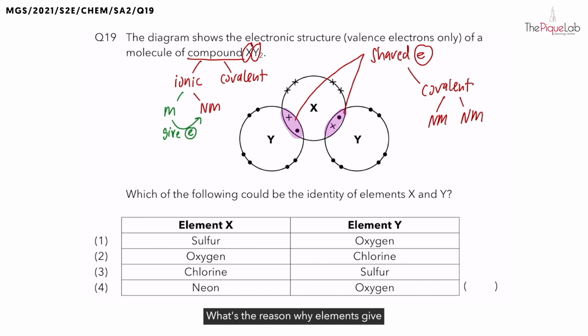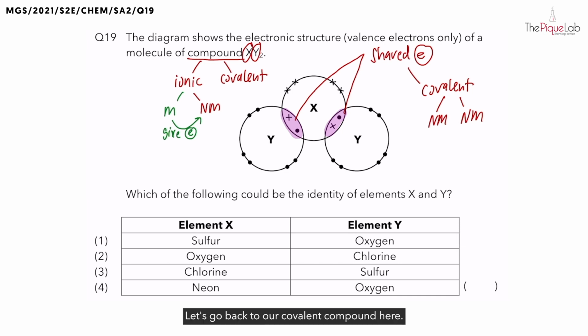What's the reason why elements give and take electrons or even share electrons with one another? The reason is because they want to achieve the full outermost shell. Now, which group in the periodic table has the full outermost shell? Only group 18 has the full outermost shell. So elements in group 1 to group 17 do not have this full outermost shell and they must bond with one another to get that full outermost shell which only group 18 has.